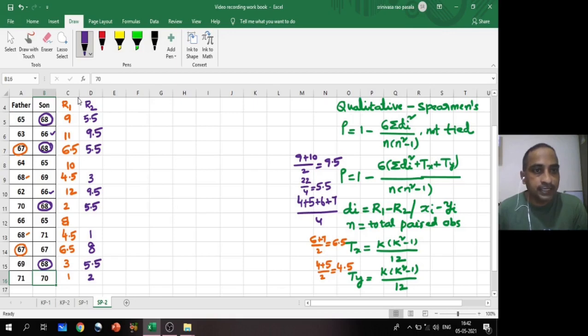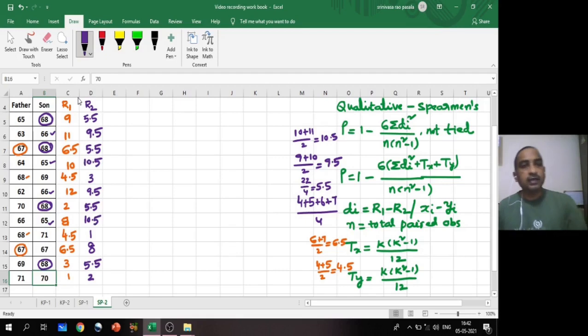The next after 66 is 65. Here 65 is again 2 times. What are the ranks? 10th and 11th. So the average of 10 plus 11 by 2 is 21 by 2. That's why 10.5. So I have to assign 10.5 and 10.5, right? So this is the difference between when the ranks are repeated and when the ranks are not repeated.